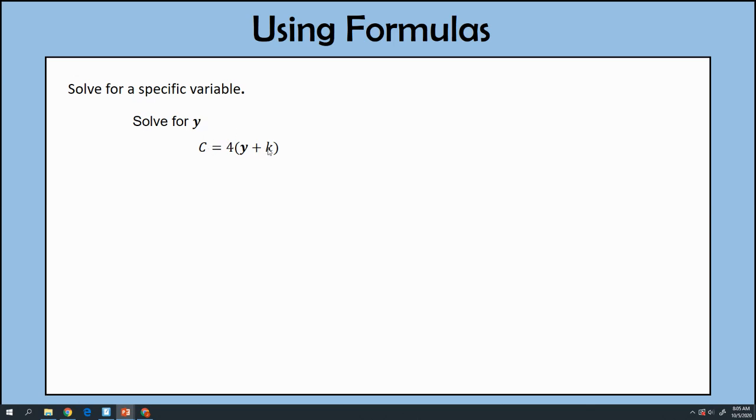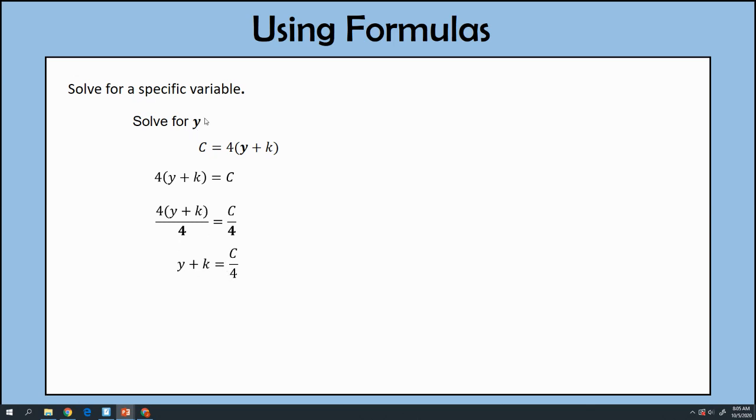Solve this one for y. All right, I've got c equals 4 times the quantity of y plus k. Notice the 4 is not just the coefficient of the y. 4 is being multiplied by both of these, the sum of these two. Now what we can do here, because 4 is being multiplied by the quantity, is divide each side by 4 to start with. Since it's multiplied, I can cancel that 4 with that 4, and that will give me just y plus k equals c over 4. Okay, the 4 is canceled. That leaves me with y plus k equals c over 4.